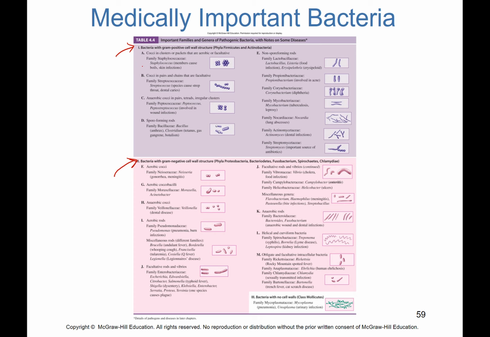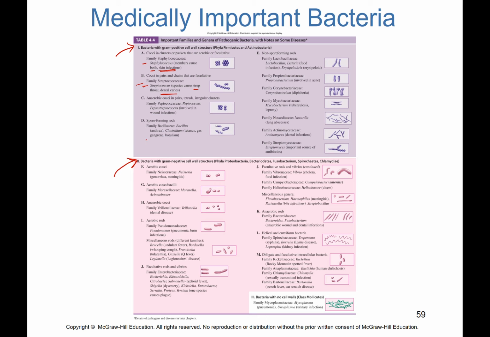But things like Staphylococcus, within the family Staphylococcaceae. The Staphylococcus cause things like boils, skin infections. Streptococcus, in the family Streptococcaceae, causes things like strep throat. That sounds very familiar. Dental cavities are also caused by Streptococcus.